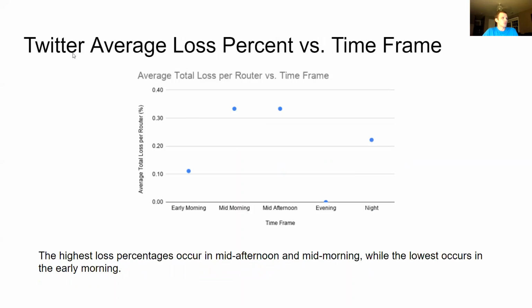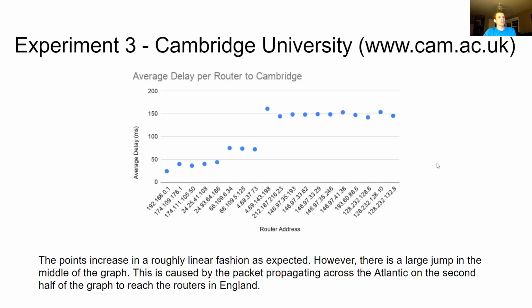And then we get to average loss percent per time frame. There's no linearization or pattern, but we do see that mid-morning and mid-afternoon have the highest loss percentage per time frame. So then in the third experiment, there were no anomalies in Twitter, by the way. Twitter was pretty boring and easy.